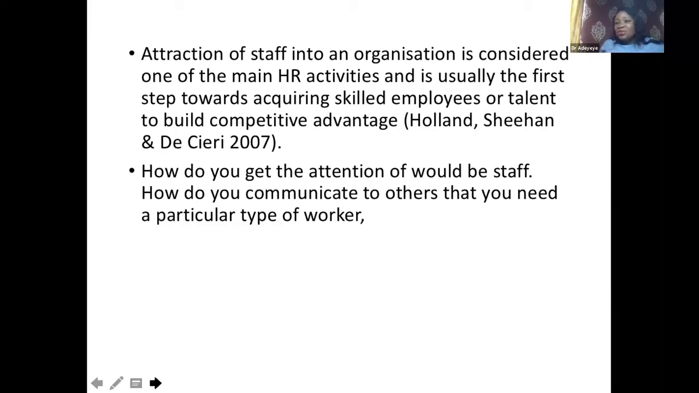I'm not saying don't make your advertisement public. Yes, make it public. I'm going to drop some very important nuggets that you need to know, especially when you want to put word out there, even on social media, that you need staff to work with you. How do you communicate to others that you need a particular type of worker? There's a way to do it. And that's what we'll talk about shortly.